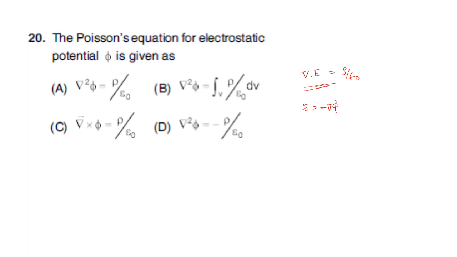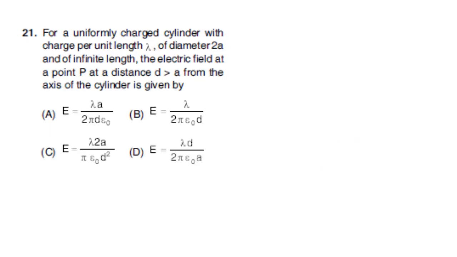Substitute here, so del dot minus del phi is equal to rho upon epsilon, that is del square phi is equal to rho upon epsilon naught. So del square phi is equal to minus rho upon epsilon naught. This is the Poisson's equation. Option D is correct.